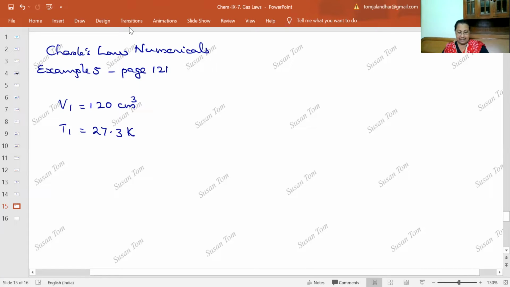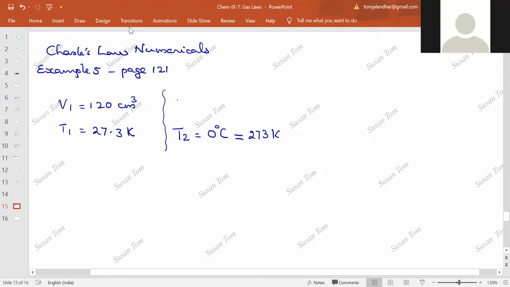The temperature is then raised to 0 degrees Celsius. So in your case 2, the temperature is what they have given you: 0 degrees Celsius. You convert it into Kelvin. How? Add 273. So 0 plus 273 will become 273 Kelvin. Do you understand, children?